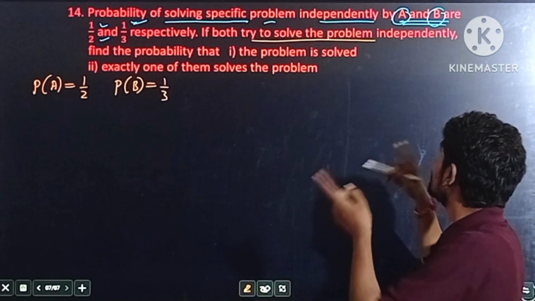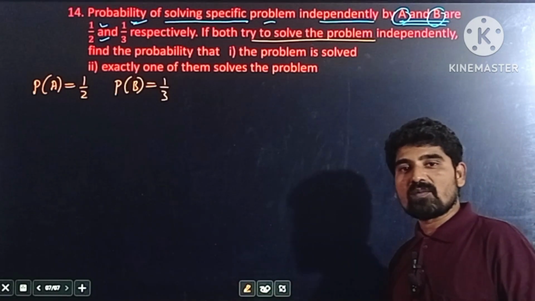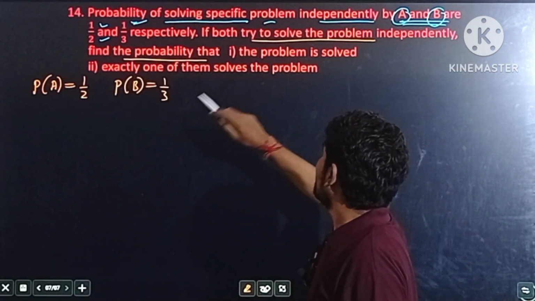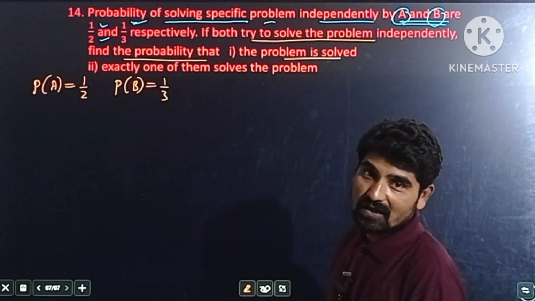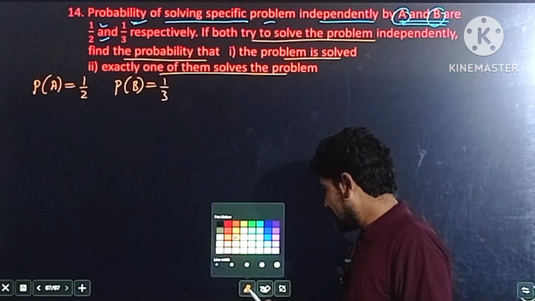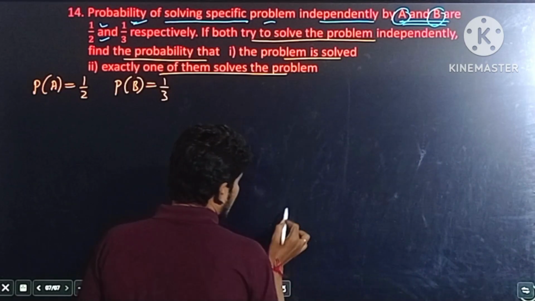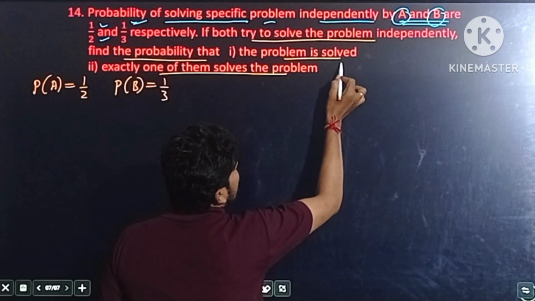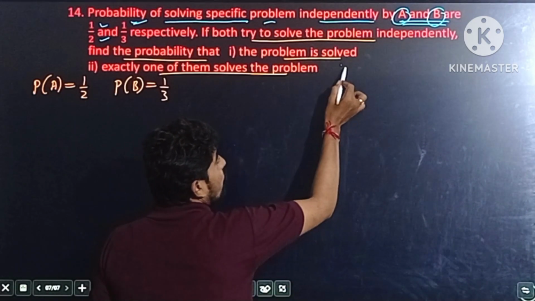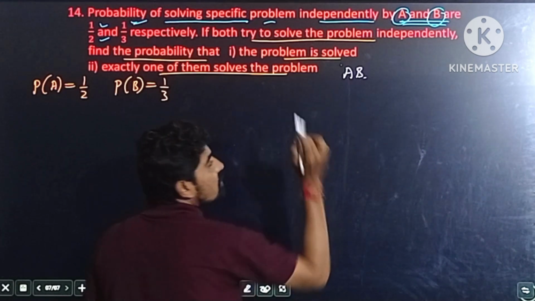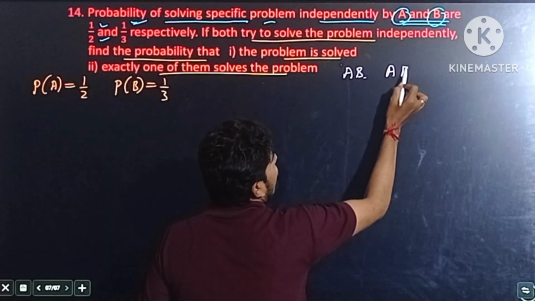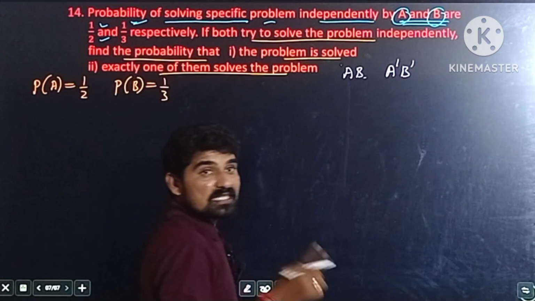If both the students A and B solve the problem independently, then we need to identify the probability that the problem is solved, and the probability that exactly one of them solves the problem. If A and B are trying to solve the problem, then both of them may solve the problem, or both of them may not solve the problem. It means A dash and B dash.